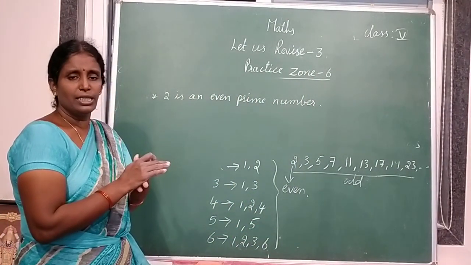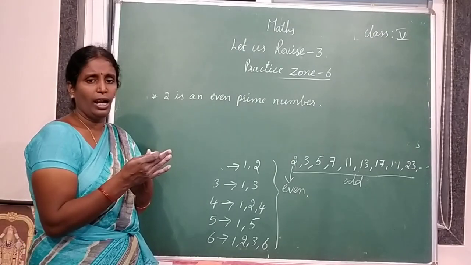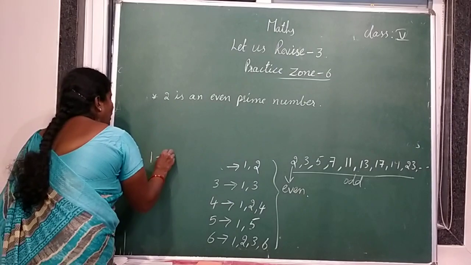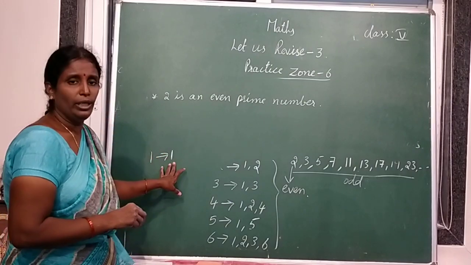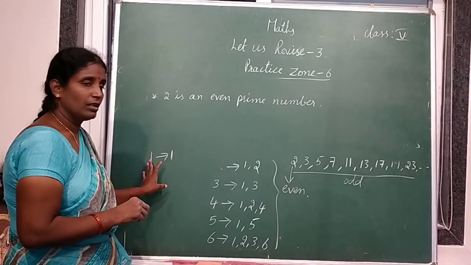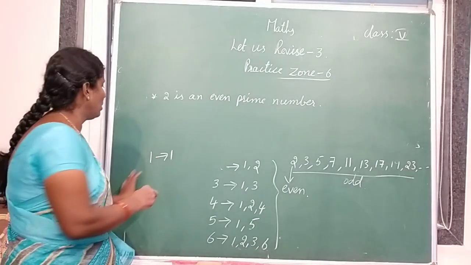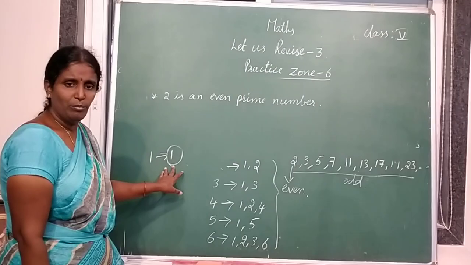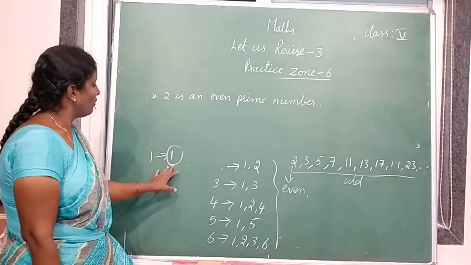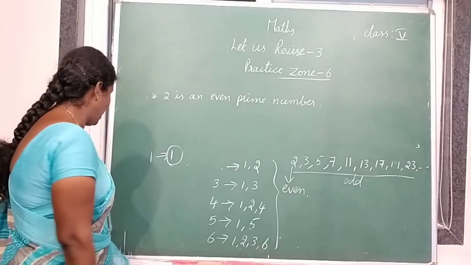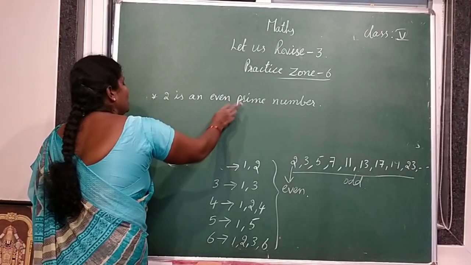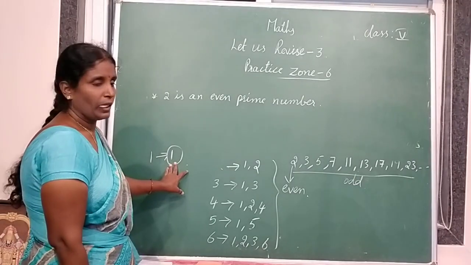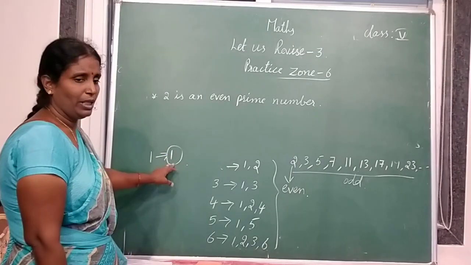A number which is divisible by 1 and itself is called a prime number. What about 1? 1 is divisible by 1 only. That means it has only one factor. So what about this 1? Is it a prime number? No. 1 is not a prime number. Understood? So 2 is an even prime number. 1 is not a prime number. It is neither prime number nor composite.